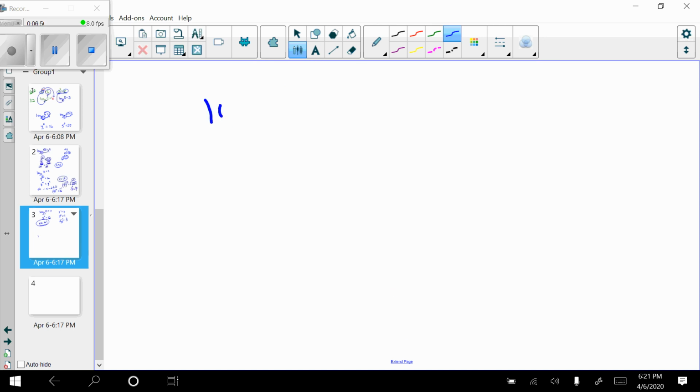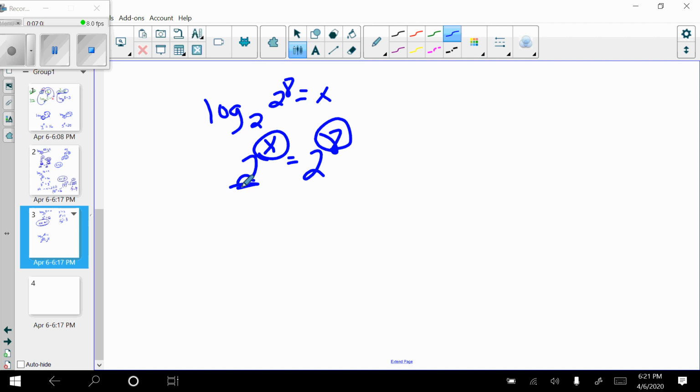So sometimes that can happen in these examples. And then log base 2 of 2 to the 8th equals x. All this would mean is 2 to the x equals 2 to the 8th. Right there, the bases are the same, so the powers have to be the same. That tells you x has to equal 8. All right, so hopefully those couple examples weren't too difficult.